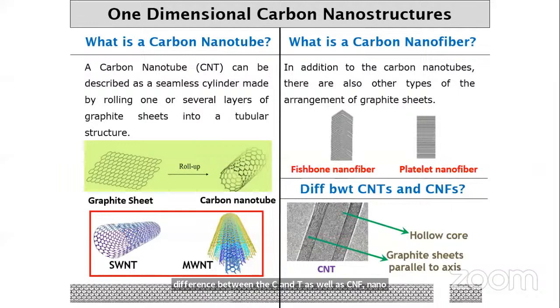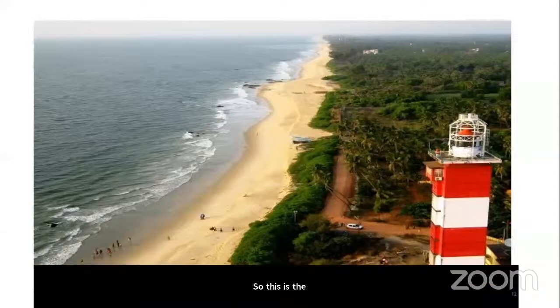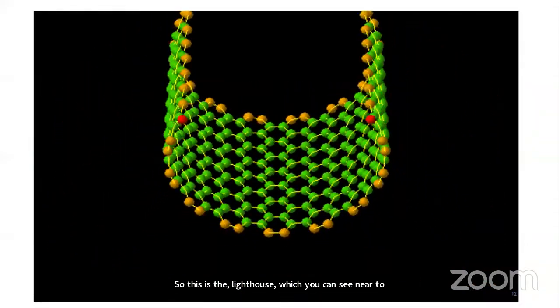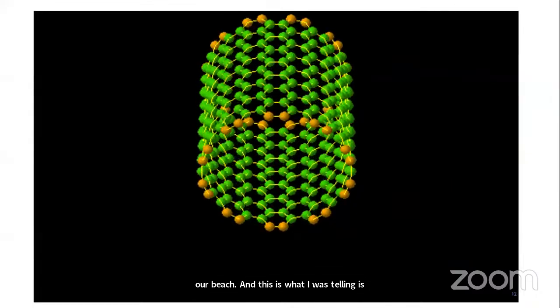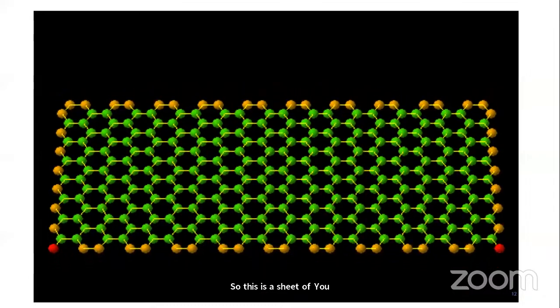In carbon nanotubes, you can see a hollow core, whereas in fibers, there is no hollow core. So this is the lighthouse which you can see near our beach. And this is what I was telling is the carbon nanotube. So this is a sheet of graphene. You just roll it, you get a tube.